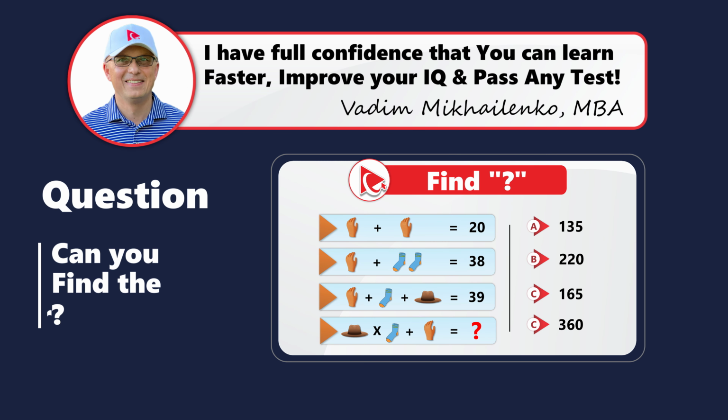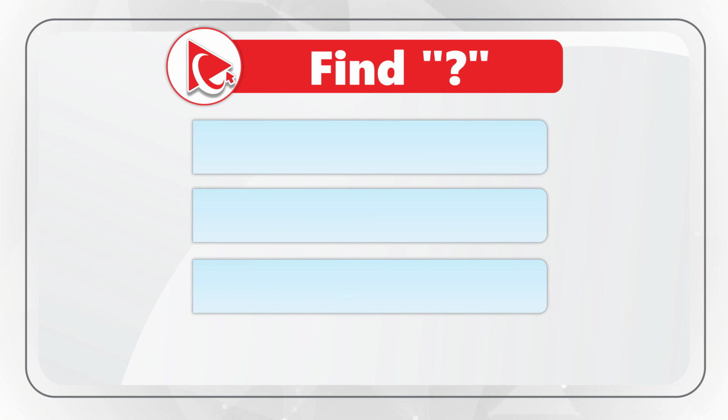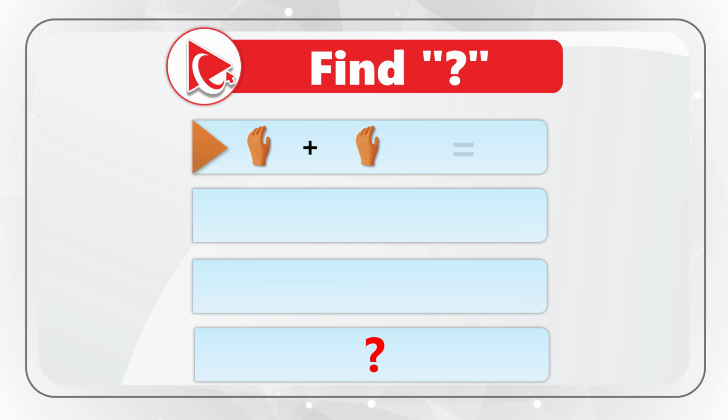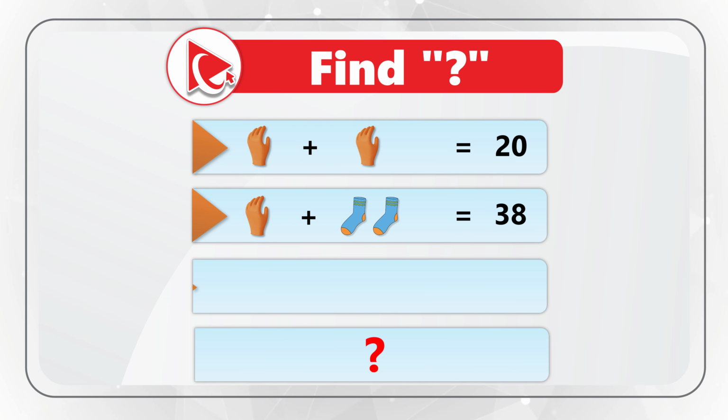Here's one of my favorite questions where you test your mental skills as well as attention to details. You are presented with a series of equations, and you need to calculate the missing number. The first equation is glove plus glove equals 20. Second equation is glove plus 2 socks equals 38. Third equation is glove plus sock plus hat equals 39.